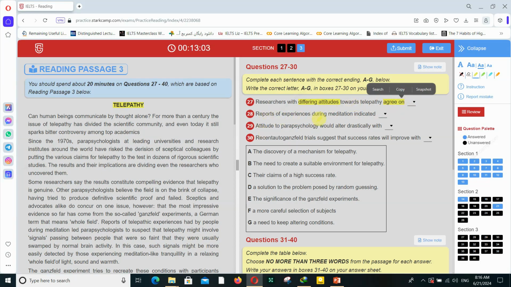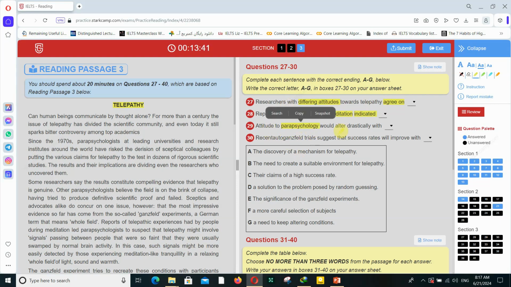Reports of experiences during meditation indicated. I usually find two different vocabularies. One of them is to detect where the answer is. Probably you're going to find an exact sentence about this sentence in the passage. For example, different attitudes is the first clue word to find where the answer is, and agree on is where you're actually going to find the answer for this sentence.